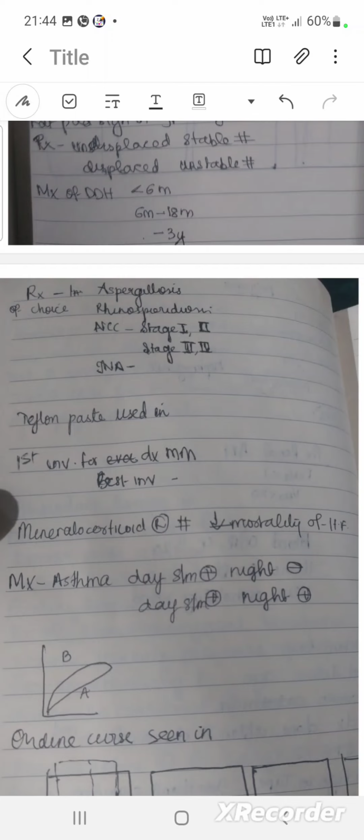Teflon paste is used in which ENT condition? Atrophic rhinitis. First investigation for diagnosing multiple myeloma is electrophoresis. Best investigation is bone marrow biopsy.